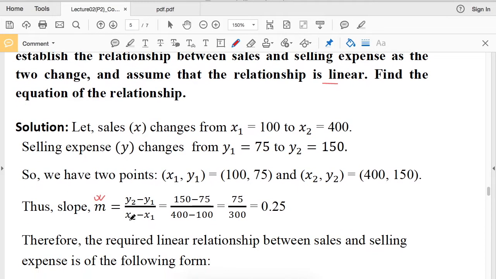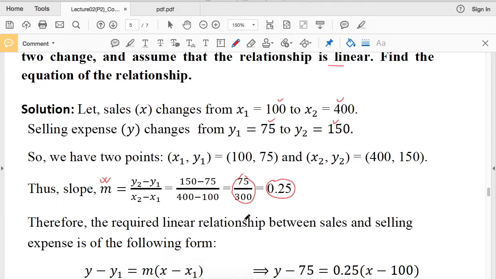In that case, we need to calculate m first, y2 minus y1 divided by x2 minus x1. That will be y2 150 and y1 75, and x2 in the denominator 400 minus 100. So we have 75 divided by 300, which you can convert in the decimal form, or you can put it in this way. In that case, you can simplify this one, which will be 3 by 12, or better put it in this way.